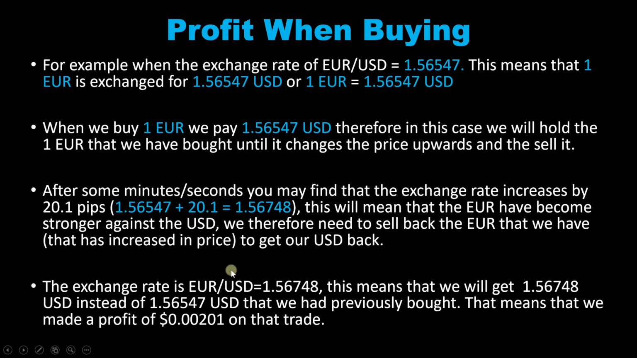So the exchange rate is EUR/USD. This means that you'll get 1.5674 USD instead of 1.5647, because there is a price movement of 20.1 pips. So that we paid previously when we bought, and that means we have made a profit of 0.0021 on that trade.